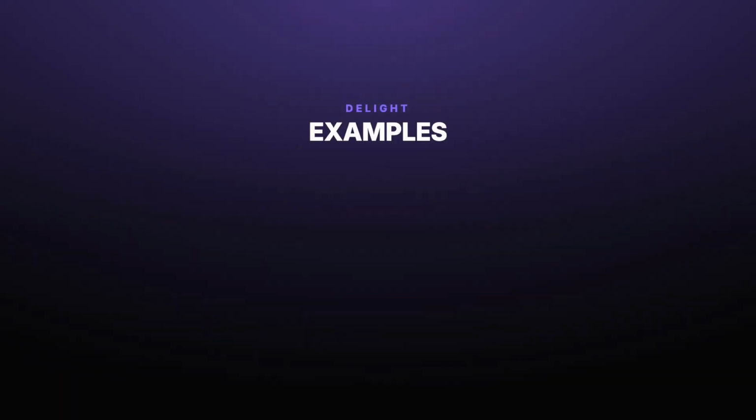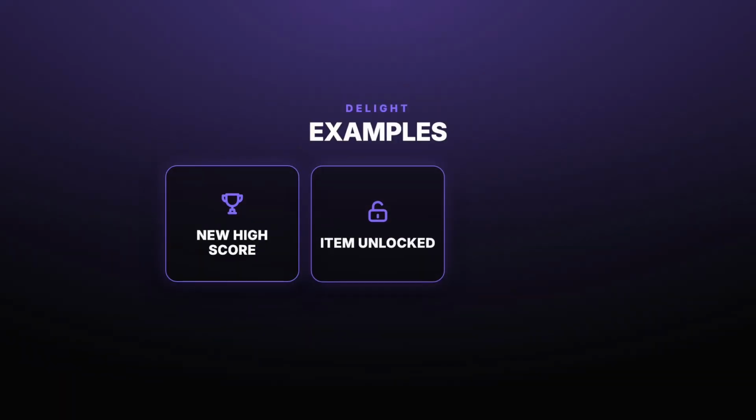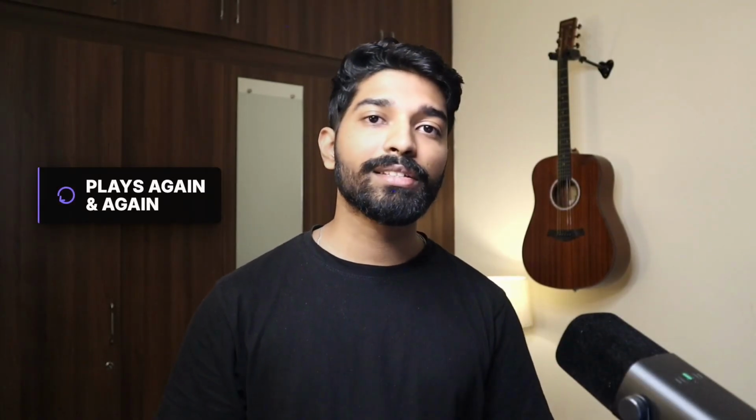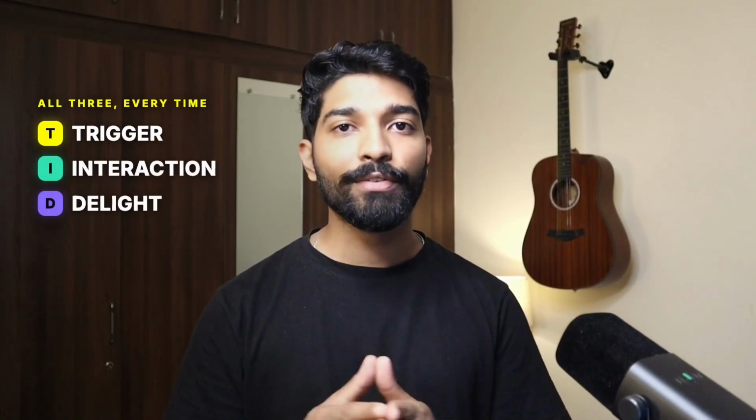Finally, delight. This is the reward the user will get for performing the interaction. This can be a new high score, a special item unlock, or even a cool animation. Something that feels good. Delight is the reason that the user will want to play the game again and again. If a lens is missing any of these three pillars, then it will feel flat. So whenever I have an idea, I check it against the TID framework and make sure all three stages are defined. That's the complete framework.